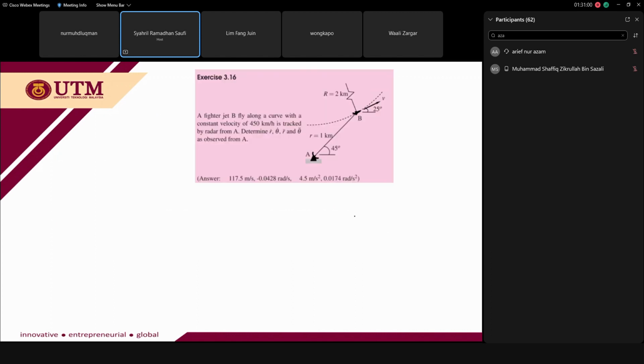So we go on to exercise 3.16. A fighter jet B flies along a curve with a constant velocity of 550 km per hour and is tracked by radar from A. Determine R dot, theta dot, R double dot, and theta double dot as observed from A. So now your reference point is A.